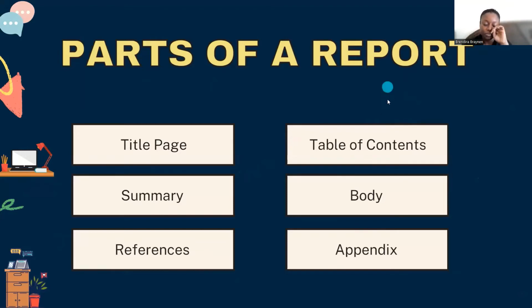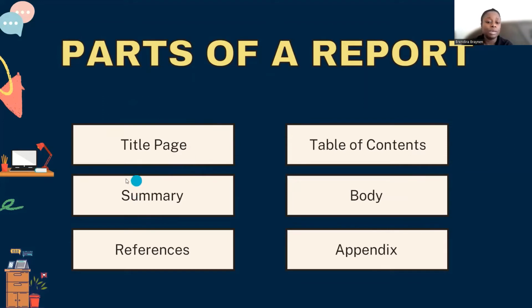Parts of a report. When it comes to business reports, every business report usually has a title page, and that's just a page that gives an idea of who prepared the report, who the report was for, when the report was prepared, and what the title of the report is. Just like a cover page on a document, it provides a title and a cover on a report.